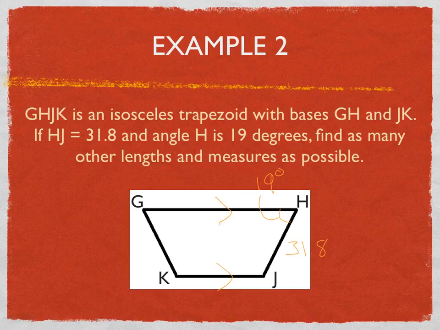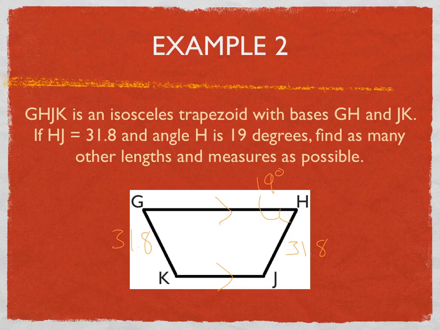Let's look at sides first. If I know that the side HJ is 31.8, are there any other sides I could find? I could find GK. And what would GK be equal to? 31.8. So that one is the same because that's my isosceles sides. So those are the sides that match up. Those non-bases are going to be congruent. So those sides there are also congruent.